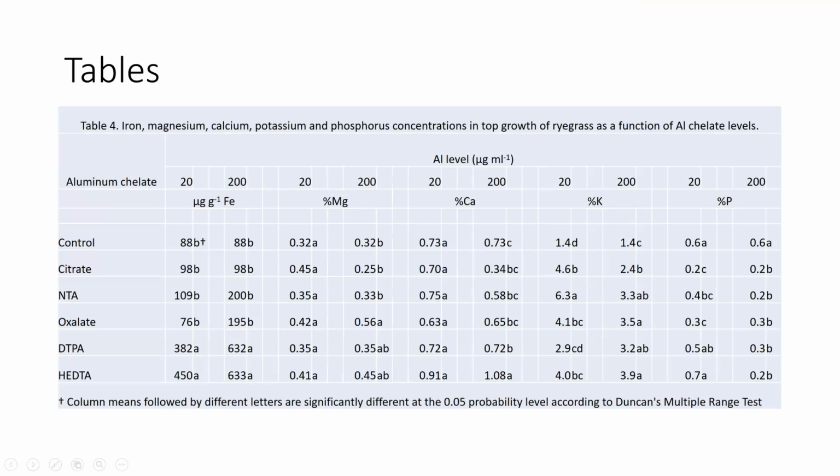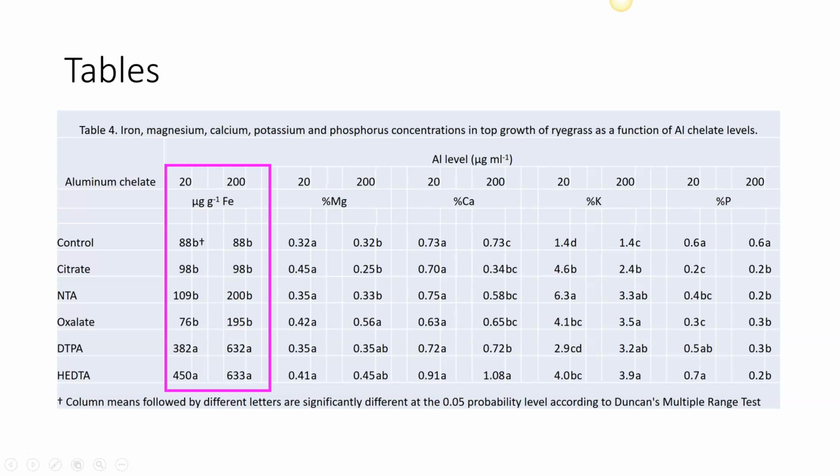When we look at the entire table, we can see that there are only 3 major trends. With the iron contents, there was more absorbed with 2 of the chelates, DPTA and HEDTA, than the other chelates, which did not differ from the controls. With magnesium and calcium, there was little treatment effect on tissue content. Potassium concentration was increased by all chelate treatments over that of the controls, while phosphorus concentration was decreased by all of the chelate treatments when compared to the controls.